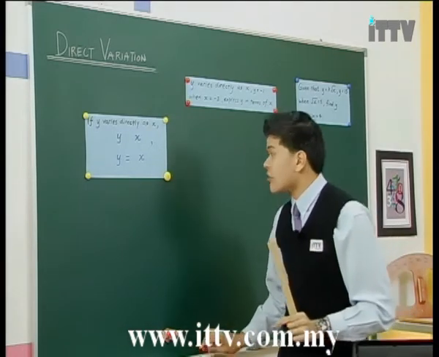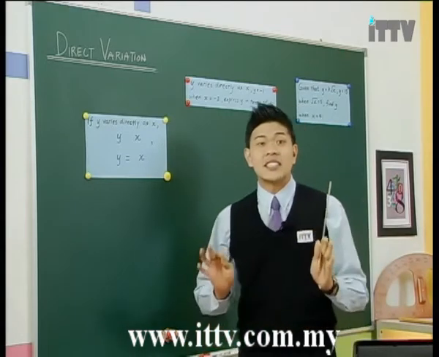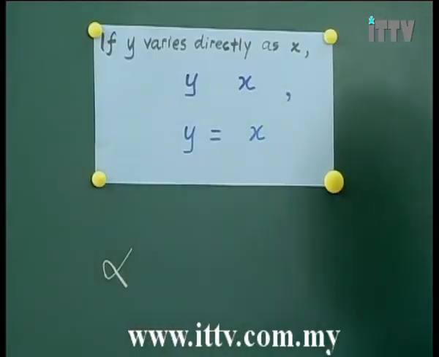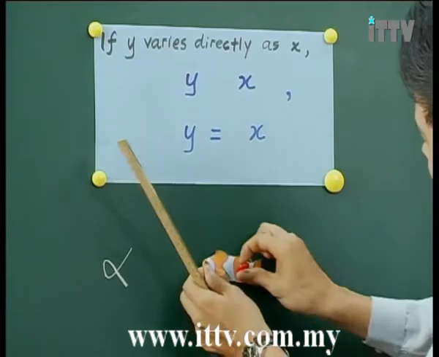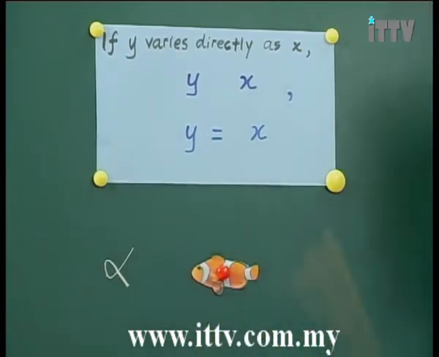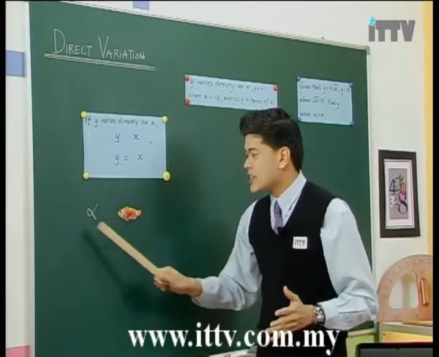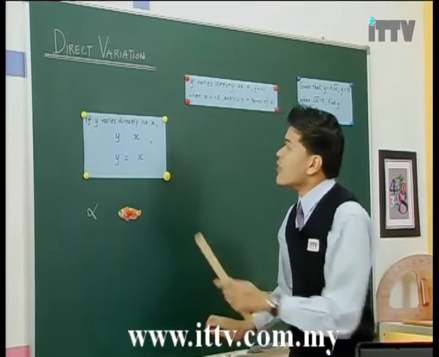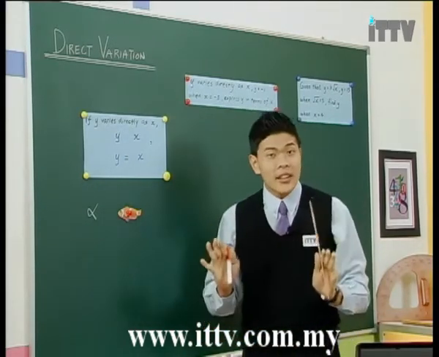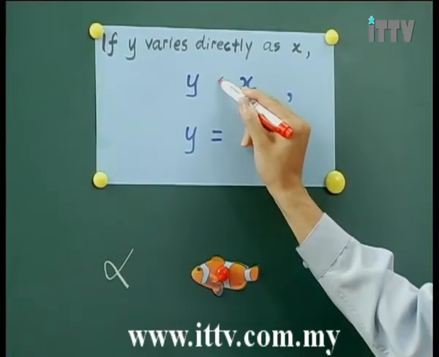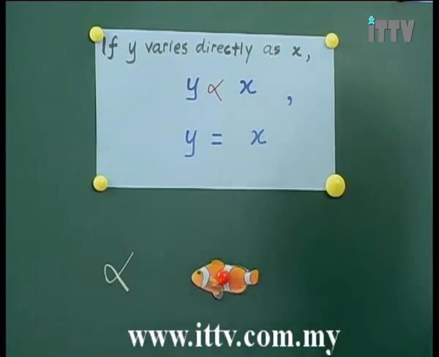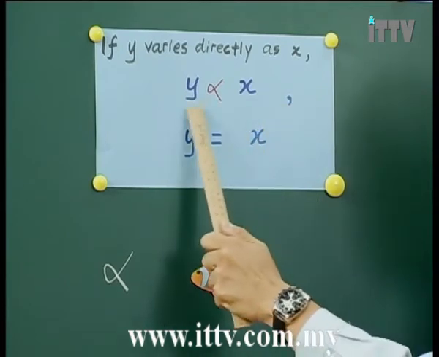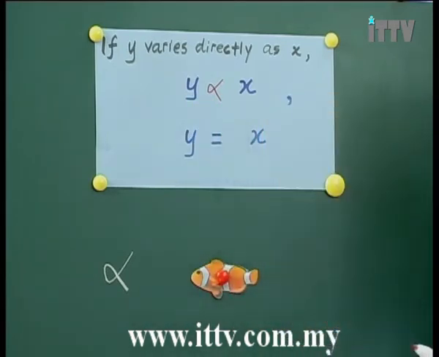Direct variation has arrived. In this chapter, there is a symbol for variation, and the symbol is this. You can liken it to the symbol of a fish. Remember guys, this is the symbol for direct variation, so if you forget, just remind yourself that it looks like a fish. Now, if y varies directly as x, we write it in variation form as y, the fish symbol, x. So when you see this, you know that y varies directly as x.